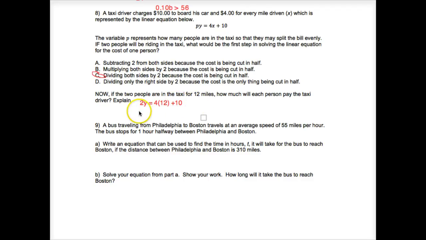So if I simplify on the right side, it's all numbers over there. So I just do the 4 times 12 to get 48 plus the 10, which gives me then 58. So I get 2Y equals 58. If we divide both sides by 2, then 58 divided by 2 is going to give me 29. So Y equals 29. And then it asks how much will each person pay the taxi driver. So I would say $29. And for the explanation, I would just say you need to get Y by itself, plugging in 2 for P and 12 for X. So that would be my explanation there.